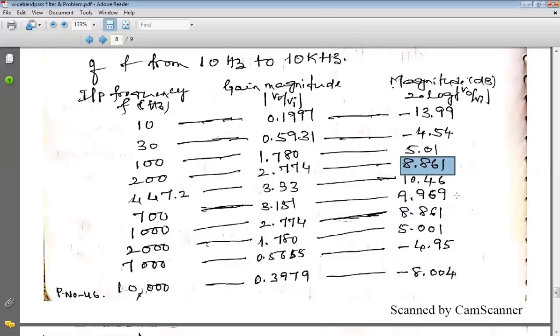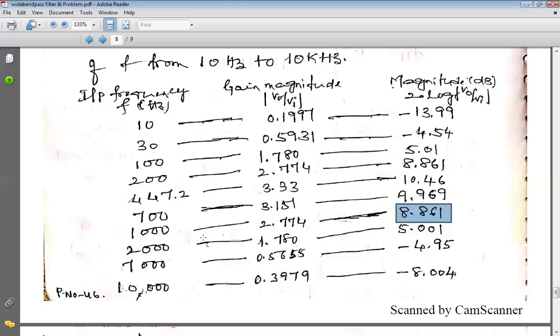Plus 20 decibels per decade means that for every 10 times increase in frequency, the gain increases by plus 20 decibels. Therefore it increases in terms of decibels by plus 20 decibels per decade. That is why I am going to show the values, and again at 1000 hertz it is 8.86. Both the levels are the same.